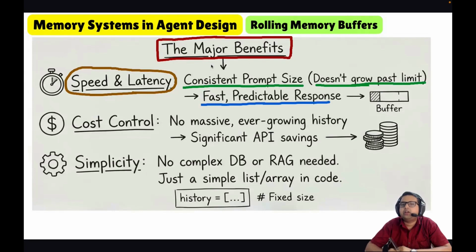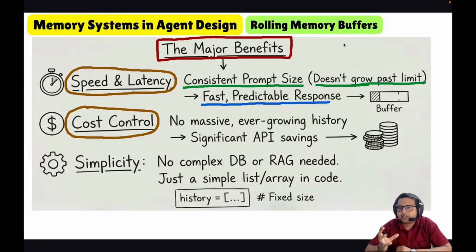Now, the second benefit of rolling memory buffers is cost control. Since you are not sending a massive, ever growing history with every turn, you save significantly on API cost. Because of rolling memory buffers, we can just fix the buffer size. We can fix the size of the context window, and inside the context window also we can fix the buffer size. Because of that fixed buffer size, we can significantly save API costing, API pricing, API charges.